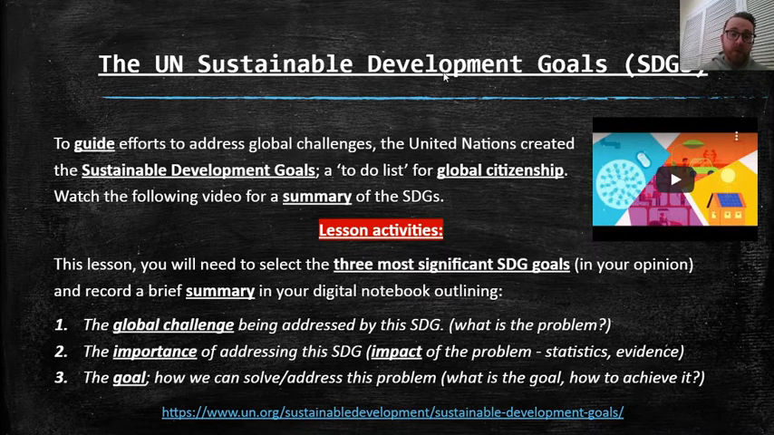So the UN and all the different countries, all different people in the world sat together and they said, all right, what are the problems? They went 1, 2, 3, 4, 5, 6. We've got 17. 17 global goals, I guess. And that's what this list is. Basically a to-do list of how to address the challenges.